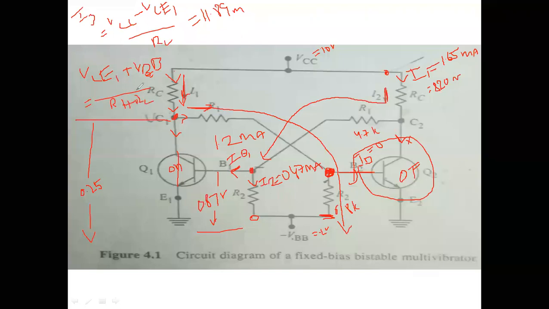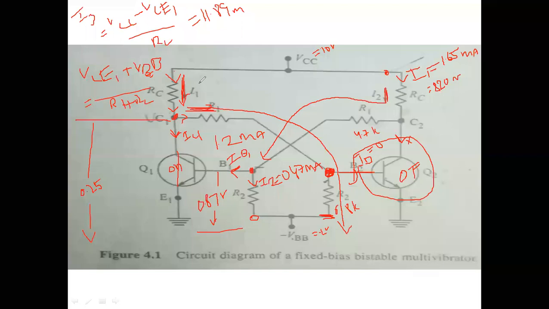You may get the I4 current as 0.19. Therefore, I3 minus I4 is nothing but this IC1. This current I3 is 11.89. 11.89 minus 0.19, if you subtract those two, you may get the IC1 current as 11.7. Therefore, this current is 11.7.